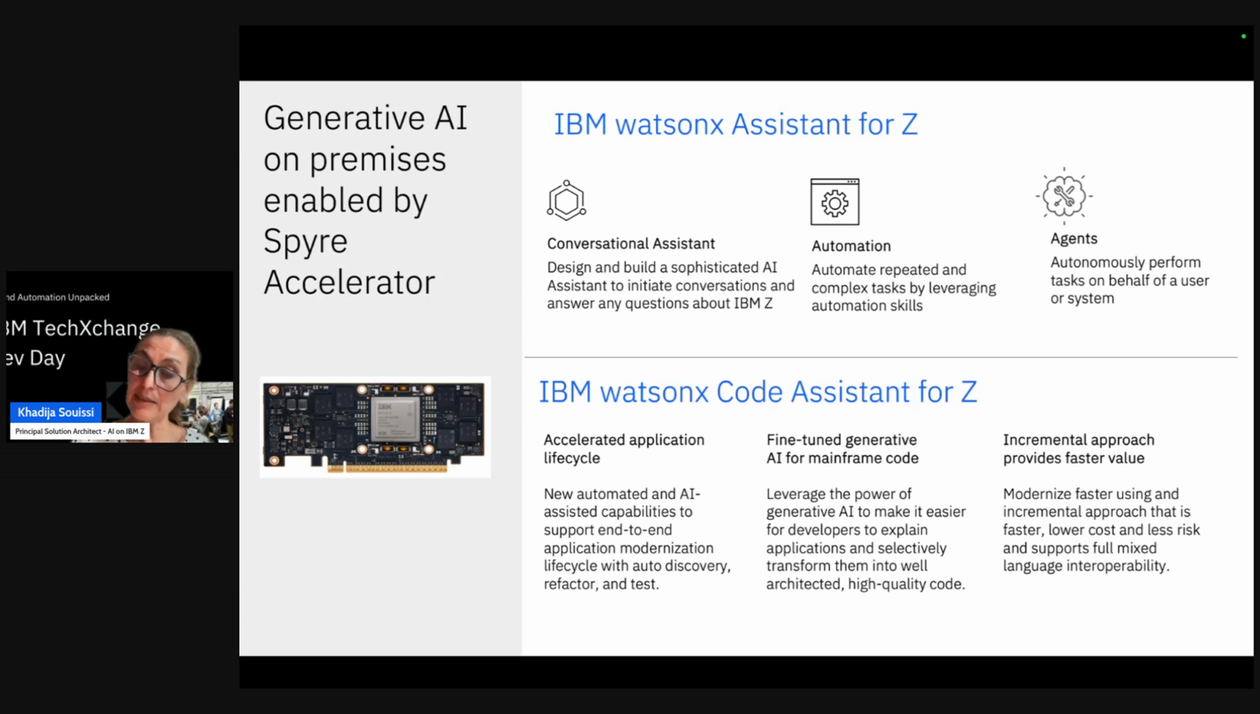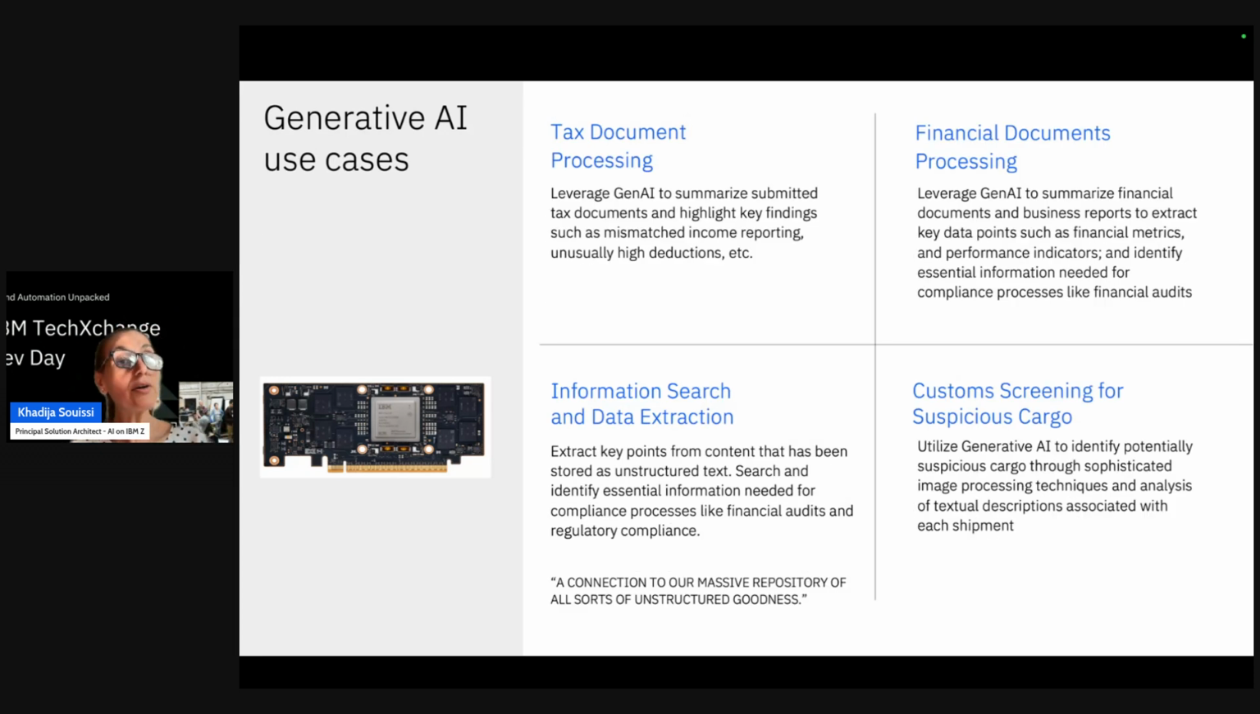The code assistant, on the other hand, is intended to help developers be more productive by accelerating the application lifecycle, providing capabilities to understand what existing code does, and also providing capabilities to transform the code, for example, from COBOL to Java, etc.